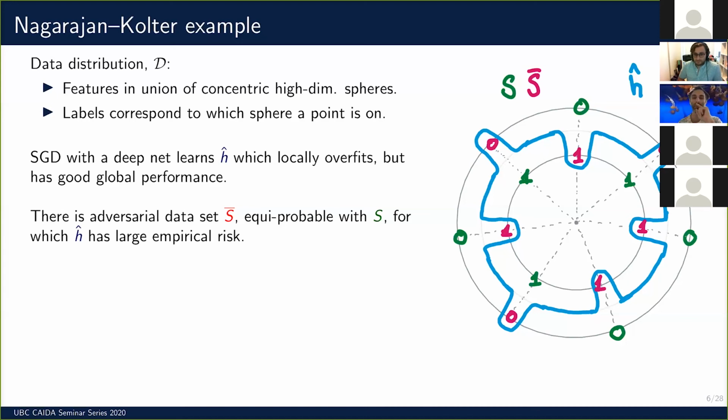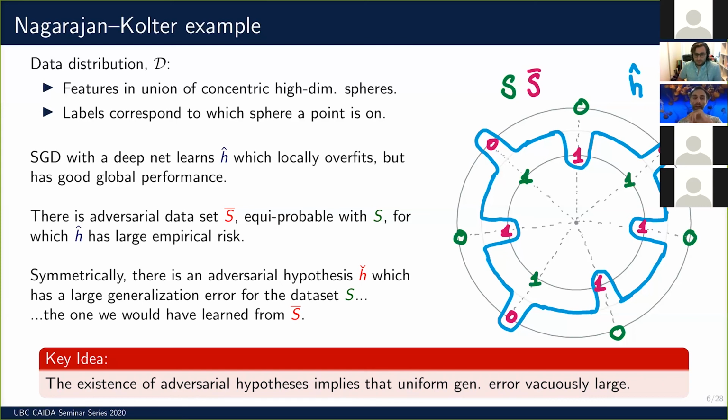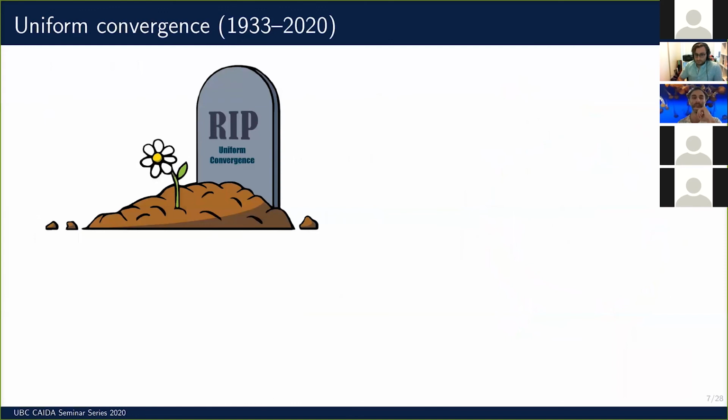By symmetry, you realize that there is an adversarial hypothesis called check H, and check H does terribly on the original data set S. This is an argument that you can lift to make it high probability, but at a high level it's telling us that the existence of these adversarial hypotheses, which are empirically there, implies there's no chance of defining a class of hypotheses that contains the learned classifier with high probability and where the generalization error is anything other than vacuously large. So this simple example kills the hope for there being a class which contains your learned model and exhibits small generalization error uniformly. That's what Nagarajan and Kolter did. So it seems like uniform convergence is dead. That's the state of things.